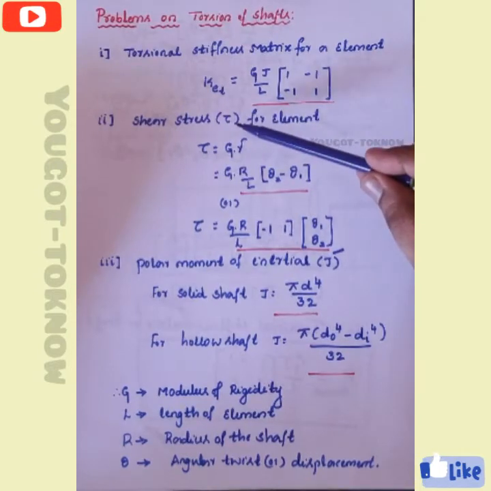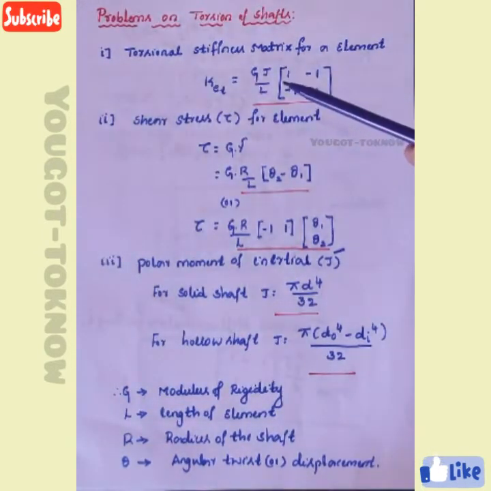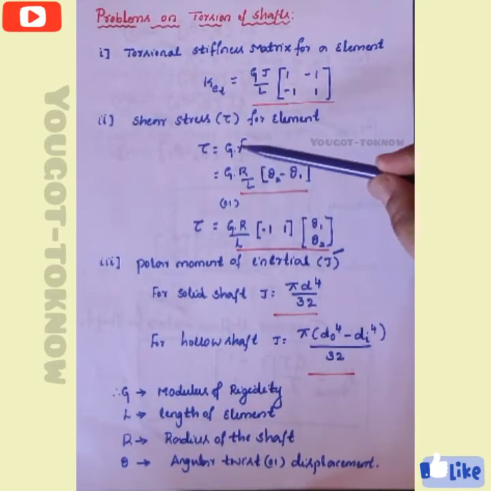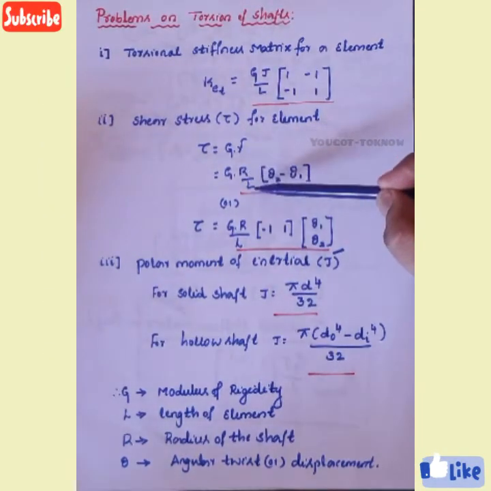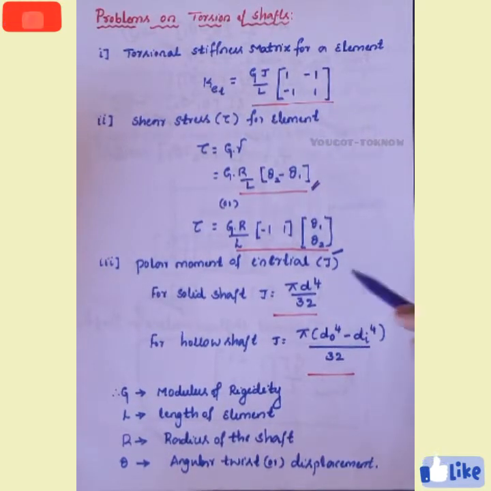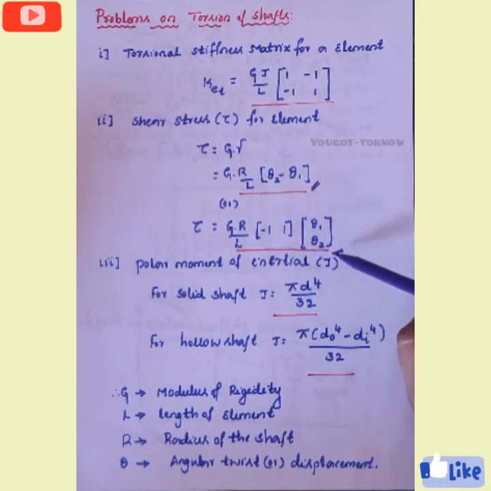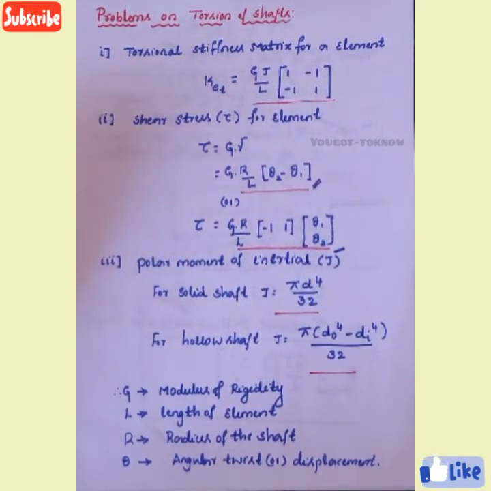Then if you come to shear stress, how do we determine shear stress per element? Like stress in the bar element, here we determine shear stress because the member is subjected to twist. That is, tau = G times gamma, which we can write as G into R by L, (theta 2 minus theta 1), or you can express it in this format: G into R divided by L, [-1 1] times {theta 1, theta 2}. Both ways you can express it.